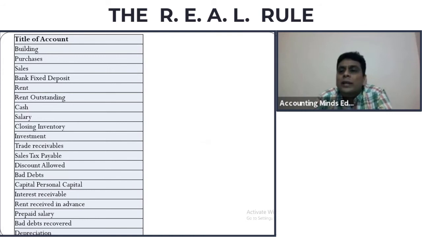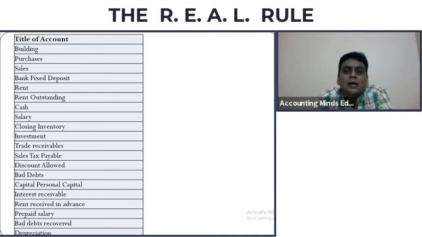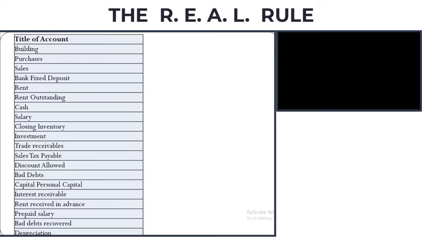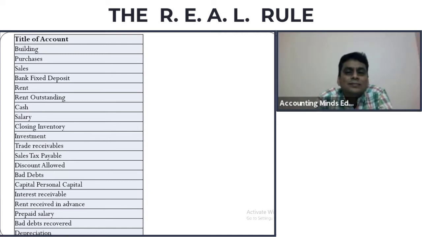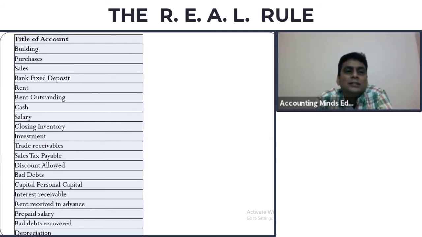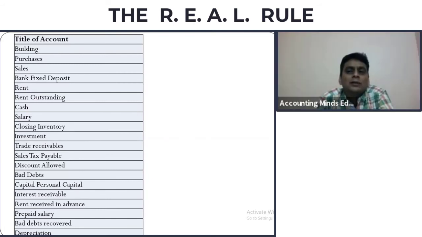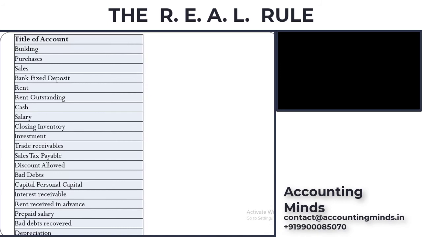Very quickly, start with Bhavani. Building. Asset. Purchases. Expense, sir. Sales. Revenue, sir. Rent. Expense. Bank fixed deposit. Liability. Bank fixed deposit is a liability, is it?